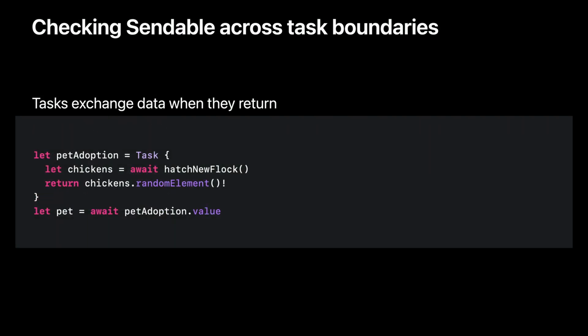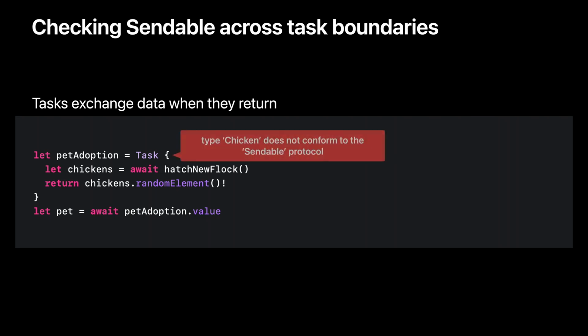Modeling Sendable as a protocol allows us to describe the places where data is going to be shared across isolation domains. For example, when a task returns a value, this value is provided to any of the tasks that are waiting for that value. Here, we are trying to return a chicken from our task, and we get an error stating that this is unsafe because chicken is not sendable.